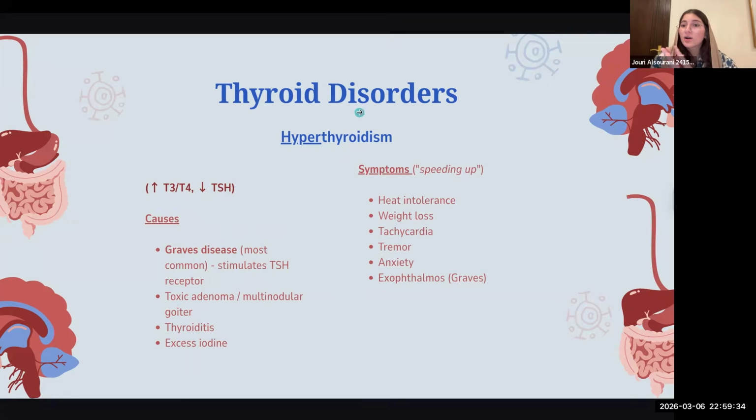It is the complete opposite of hypothyroidism. So in hypothyroidism, everything was slowing down. In hyperthyroidism, everything is speeding up. So we had cold intolerance in hypothyroidism. Here we have heat intolerance. We had weight gain.